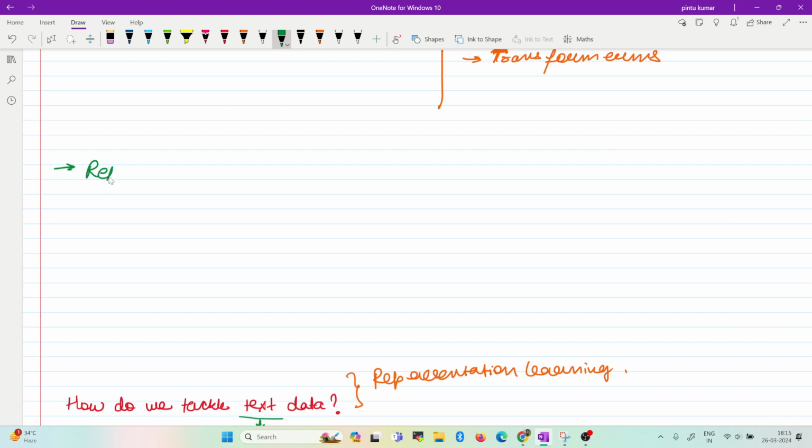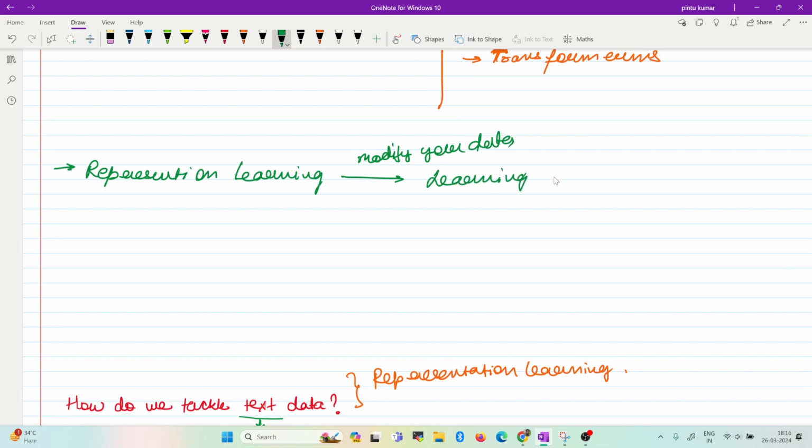So what is the broad umbrella of representation learning? I'm speaking very loosely here. Representation learning is something in which you modify your data into a form where learning is easier or better.